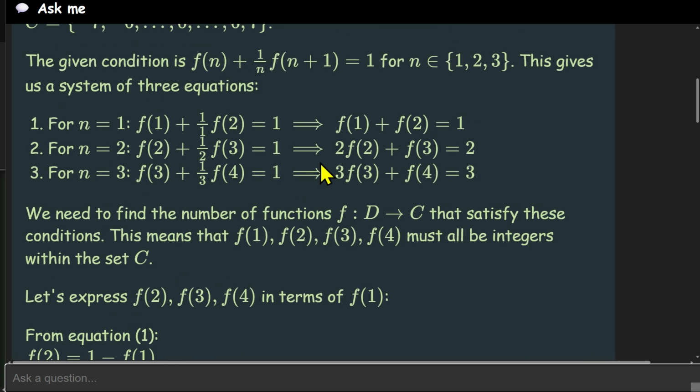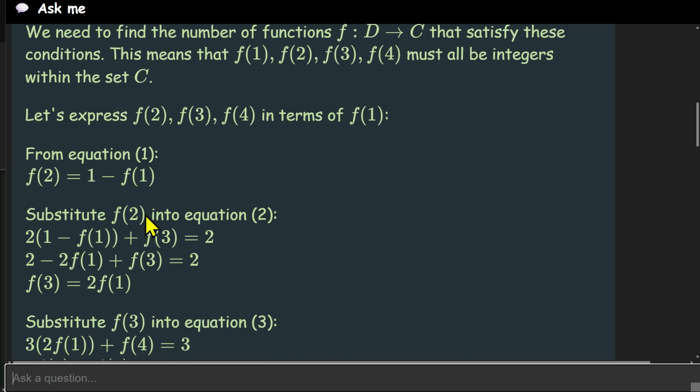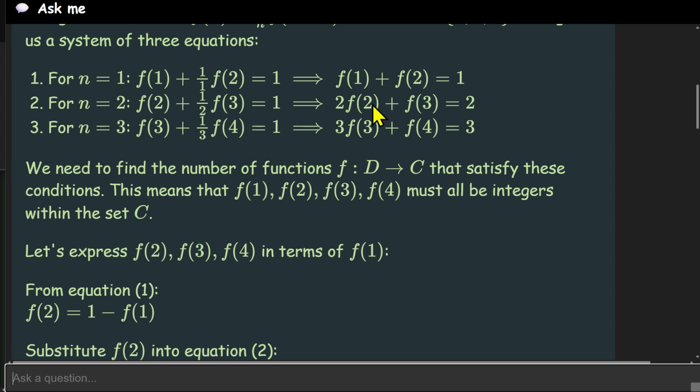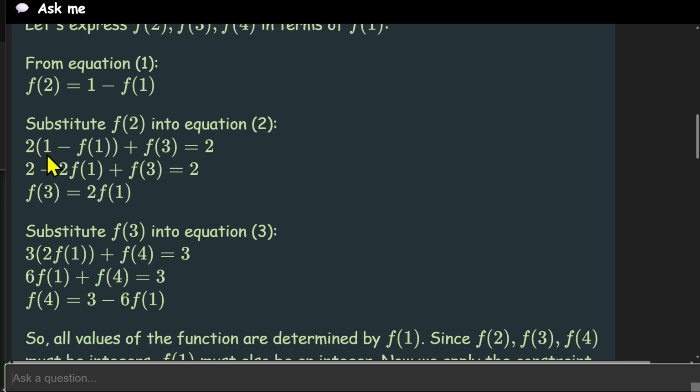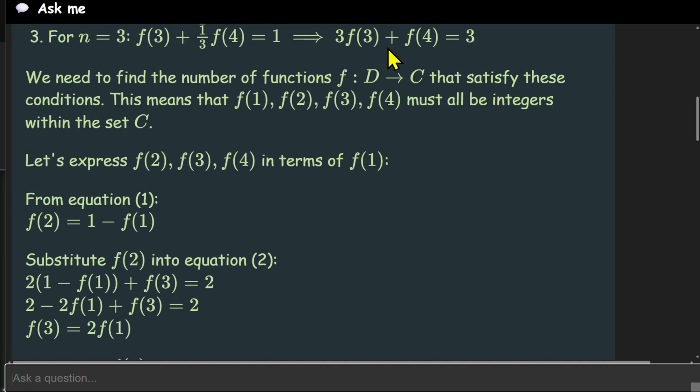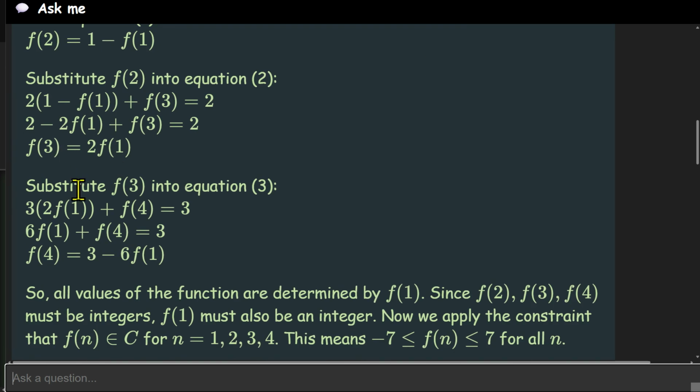So now substitute f(2) into equation number 2. Putting f(2), we get 2(1 - f(1)) + f(3) = 2. So f(3) = 2 f(1). Substitute f(3) into equation number 3: 3 f(3) + f(4) = 3. So 3 f(3) means 6 f(1) + f(4) = 3. So f(4) = 3 - 6 f(1). This is f(4), this is f(3), and this is f(2).